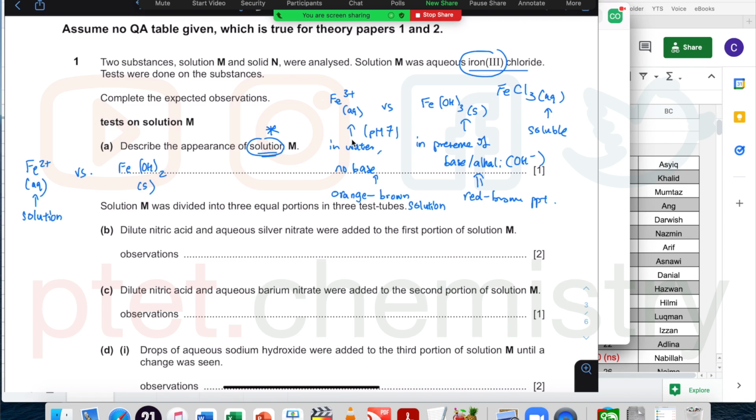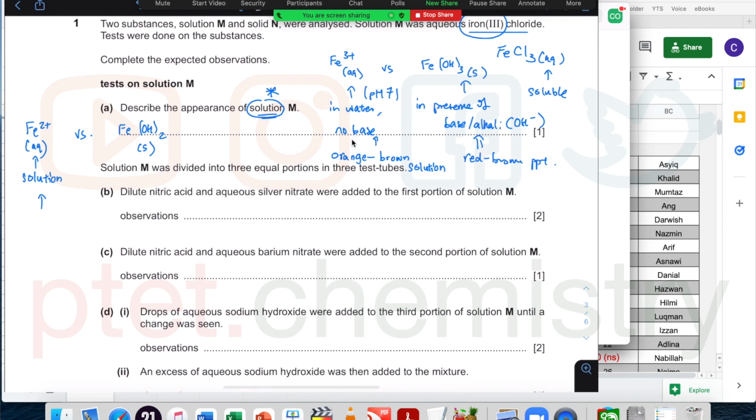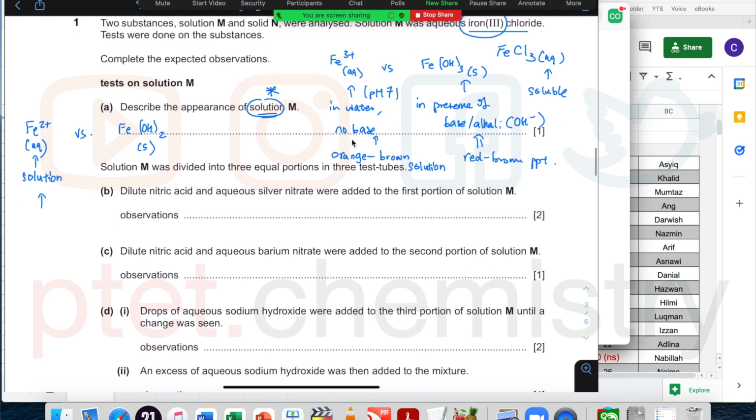Each and every one of you has done the qualitative analysis at least once, except for one person who was absent a couple of times. Now this solution was see-through. It was not a solid. It was pale green in color. It is still colored because it's a compound containing a transition metal ion. Iron 2 plus, iron 3 plus, they are compounds of transition metals that give you colored solutions. Very pale green, not a heavy color at all. But this solid is a green precipitate.